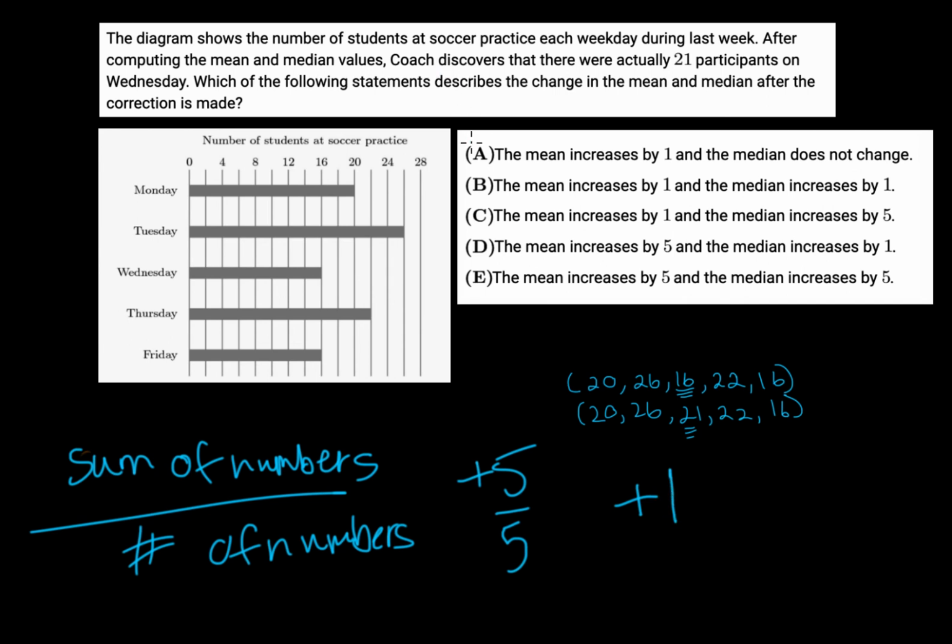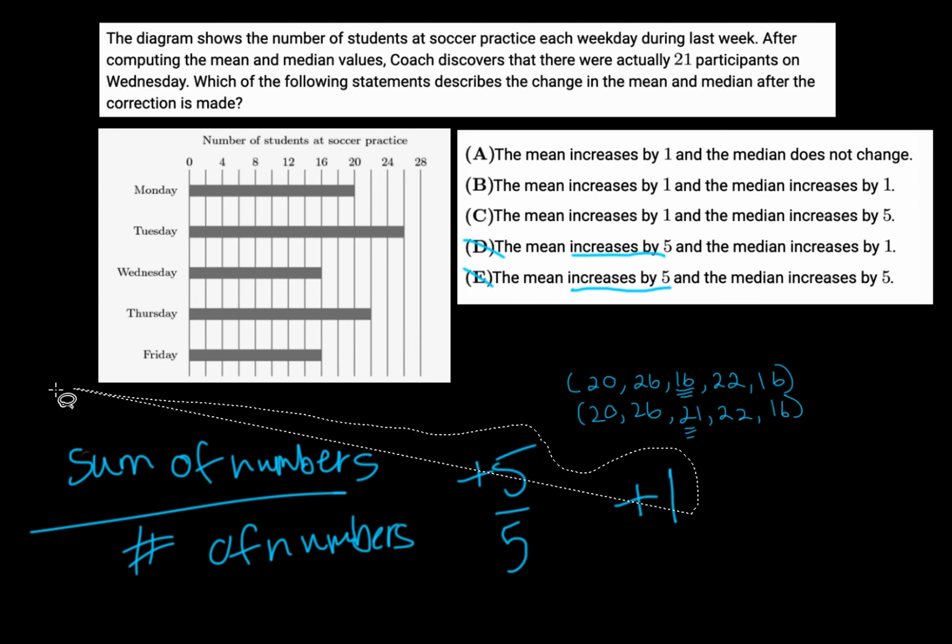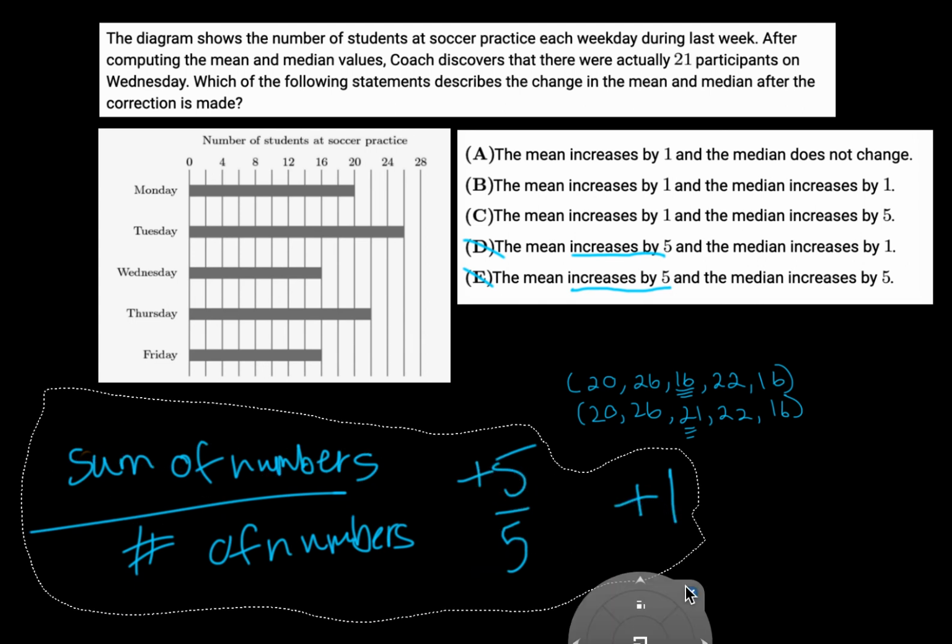And immediately, just with this information, we can eliminate two of our options. So D and E cannot be our answer because they're saying it increases by 5 for both of them. Independent of what the median is, these two are already incorrect. Now we'll have to see about A, B, C. Shrink these again because we need some space to do our median calculations.